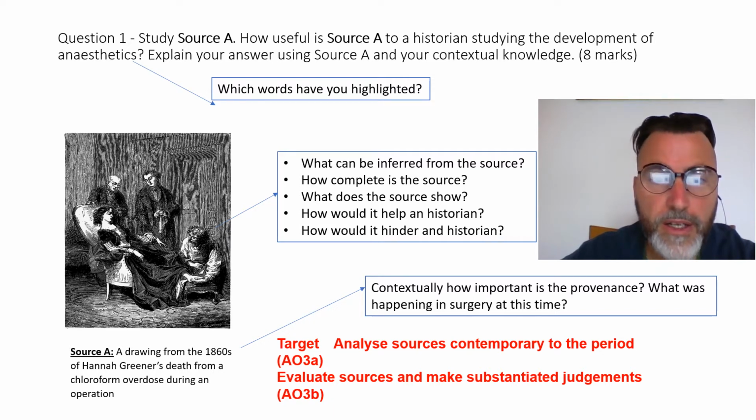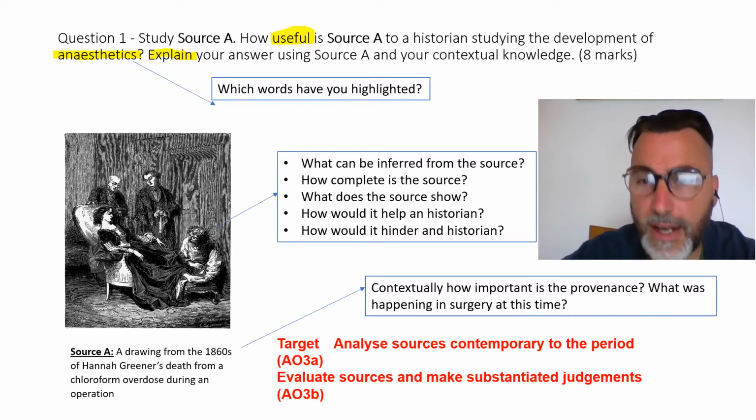I'd highlight how useful. There you go, it's a key question. And I'd highlight explain. And then I would go, what do we need to know? It's for anaesthetics. So automatically my brain's going, what do I know about anaesthetics? What can I remember about anaesthetics? Now look at the source itself.